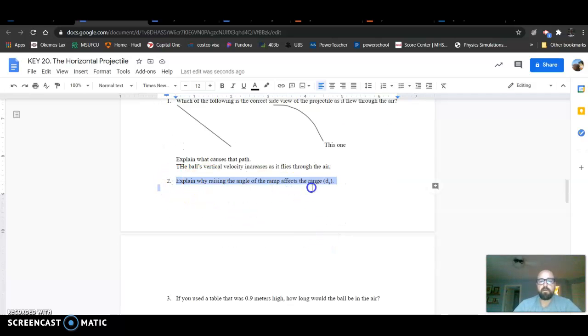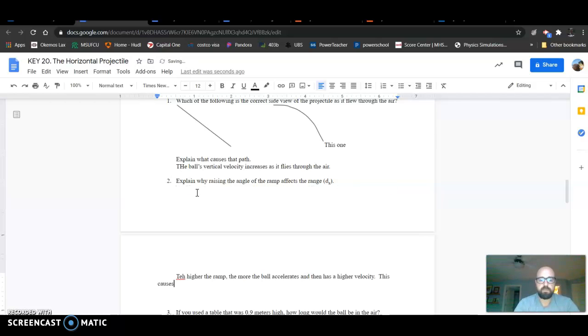Here's what we talked about a minute or so ago: explain why raising the angle of the ramp affects the range. That's the higher the ramp, the more the ball accelerates and then has a higher velocity.